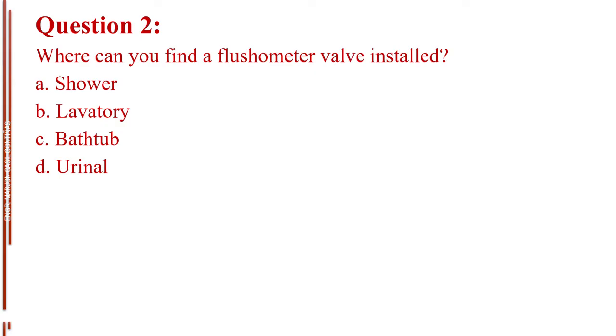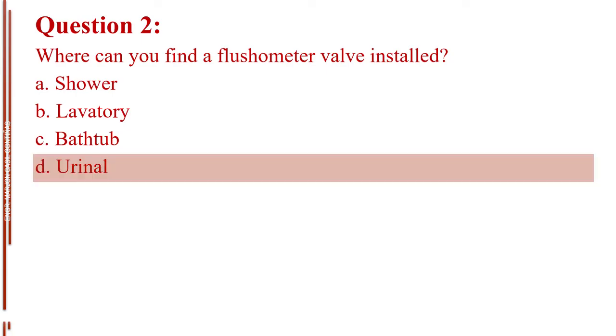Question number 2. Where can you find a flushometer valve installed? Letter A, shower. Letter B, lavatory. Letter C, bathtub. Letter D, urinal. The answer is letter D, urinal.